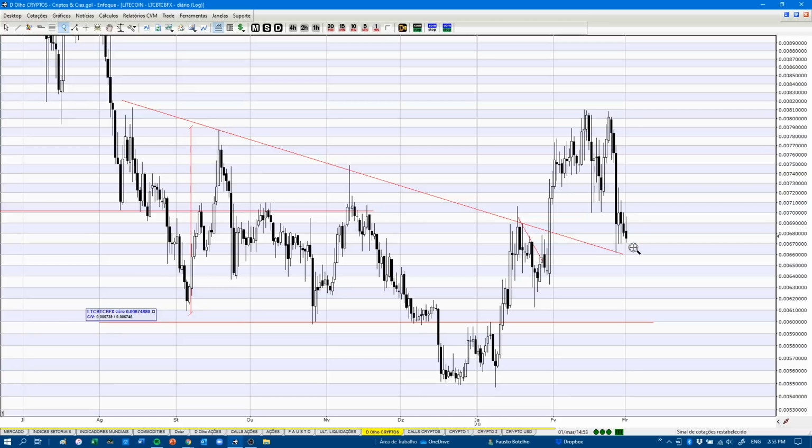A reversal from here, I would consider bullish, especially if Bitcoin starts to go up. Because whenever Bitcoin starts to go up, I think it's gonna pull the most important coins.